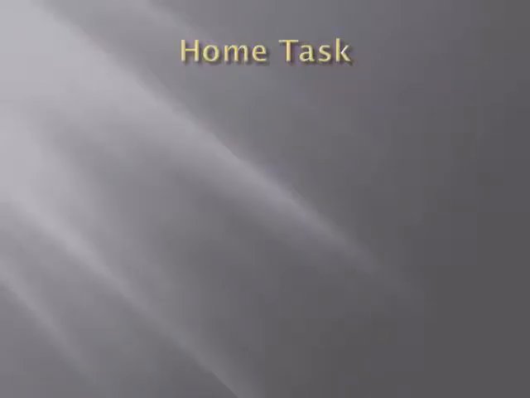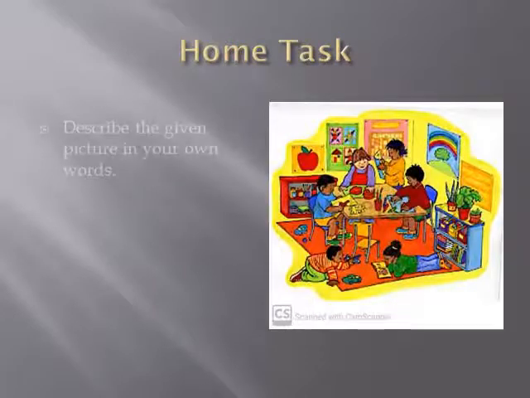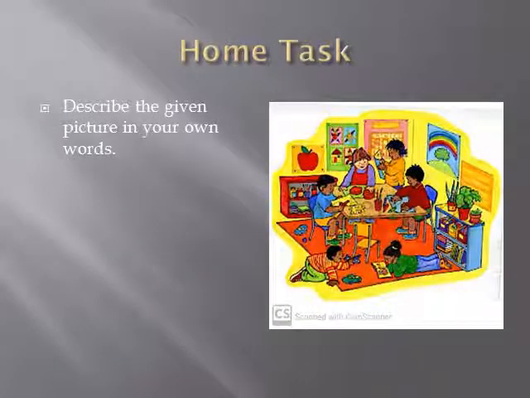Students, this is your home assignment. Look at this picture carefully. Note down all the main points. Make a word web. Look at the setting, the characters, and the actions of this picture. Write down the key points and then write a paragraph about this picture. You have to describe the picture in the form of a paragraph. Don't write in the form of sentences. Describe the given picture in your own words.